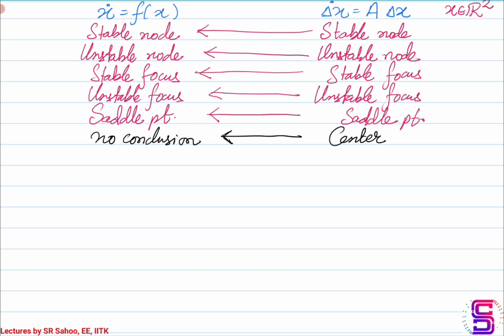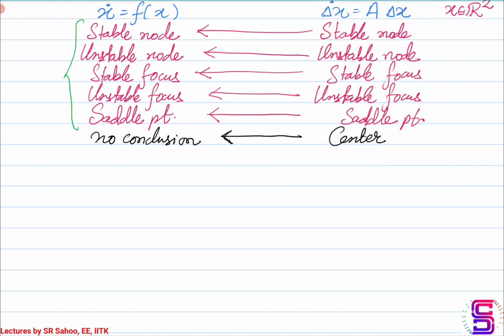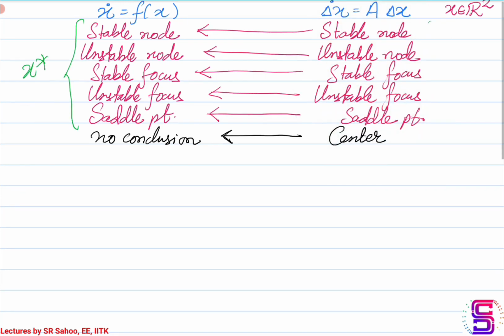Okay, even in higher dimensional systems, if all the eigenvalues are real for the linearized system and all of them are negative, then you have a stable node. If all the eigenvalues are real and one of them is positive, then you have an unstable node. So the corresponding x star, the equilibrium point, also becomes an unstable node accordingly. So this is being concluded for x star while this is being concluded for 0.